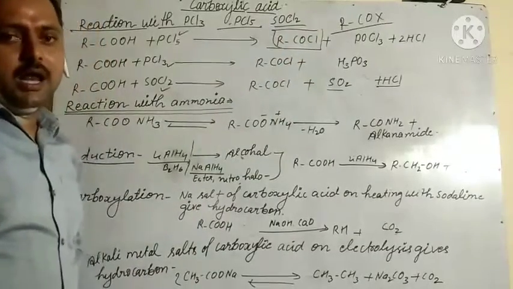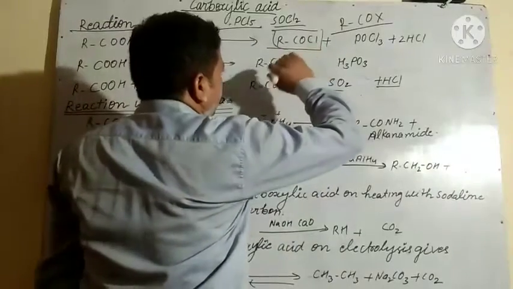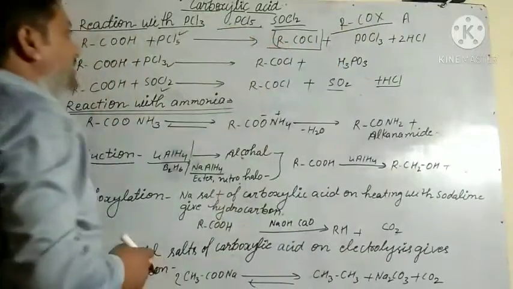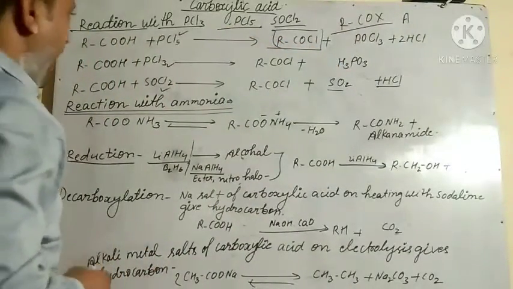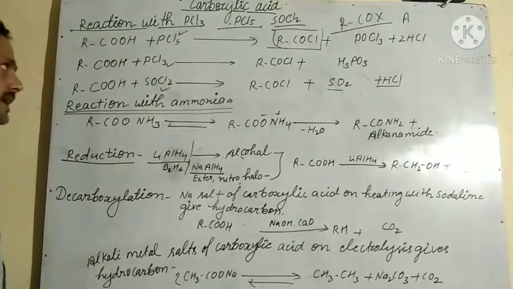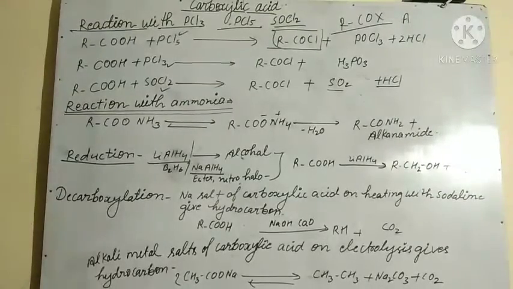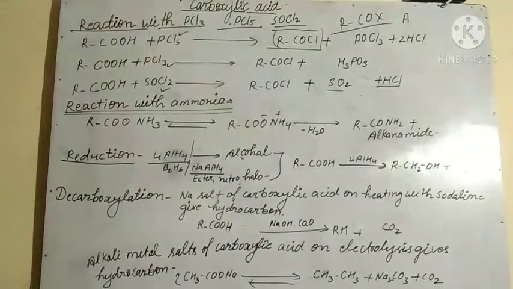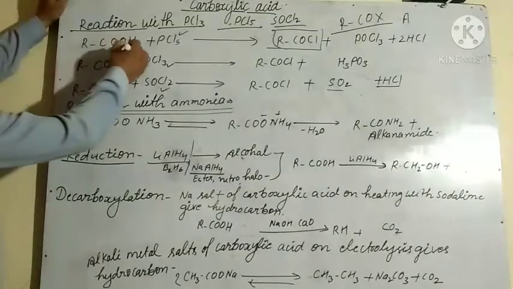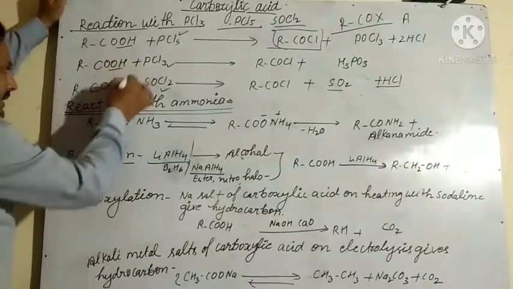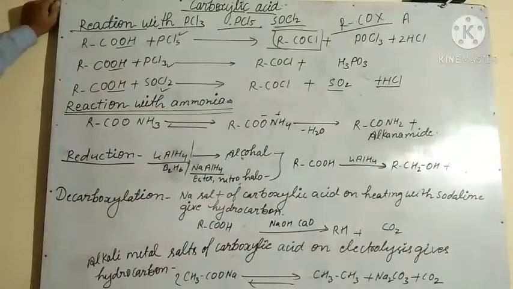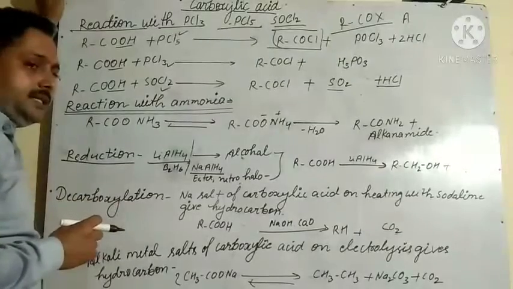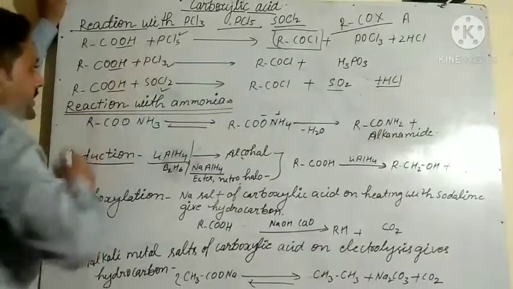Acyl halide, or we can say acid halide. If we take an example of this, in the acid this OH group of carboxylic acid acts as a hydroxyl group, and that is replaced by chlorine. Means by Cl it is replaced.